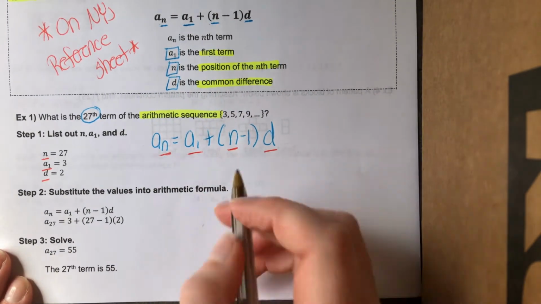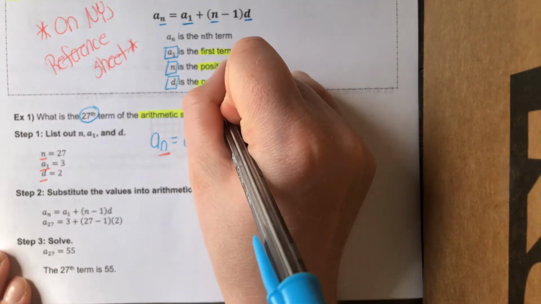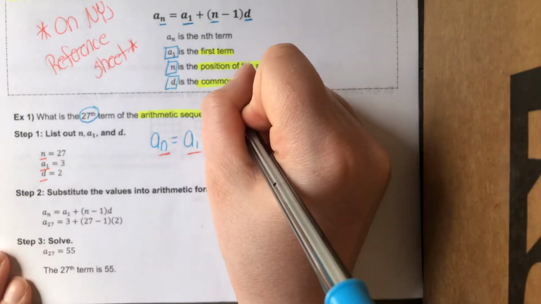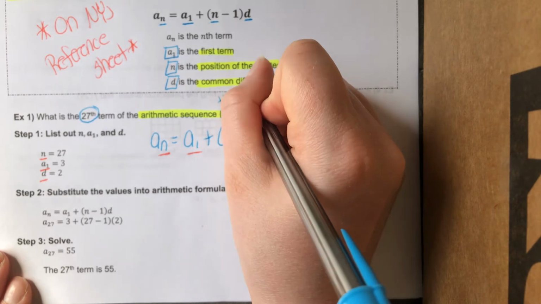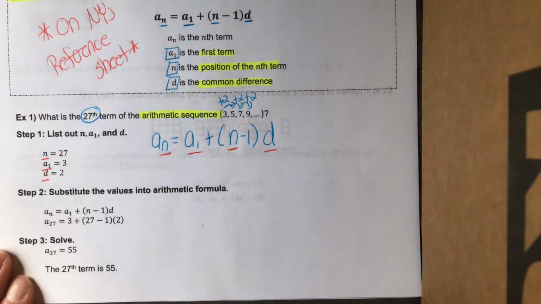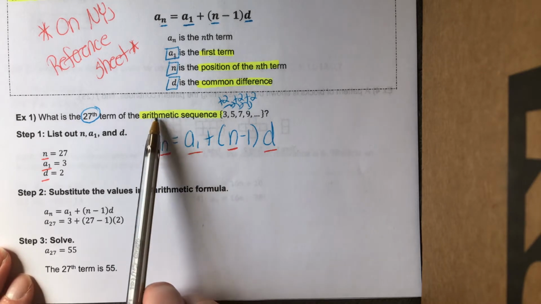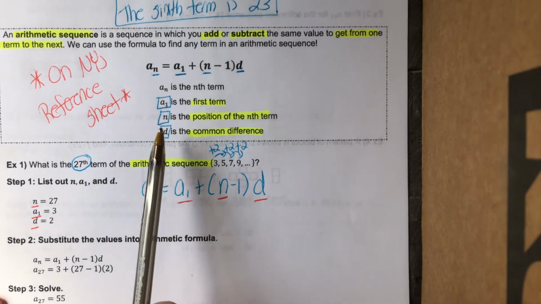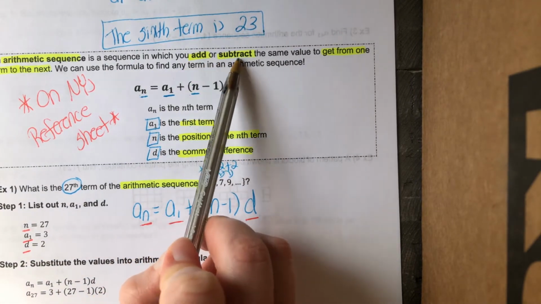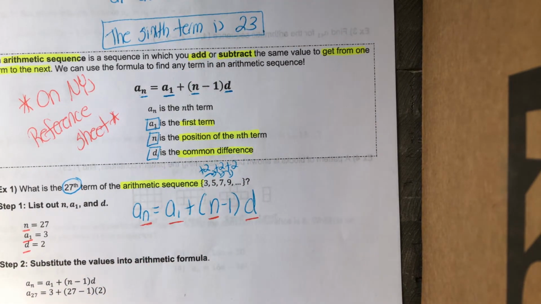d is the common difference. How do I get from 3 to 5? I would have to add 2. How do I get from 5 to 7? Add 2. Do it again, right? 7 plus 2 is 9. So I know that the difference is 2, and I know it's an arithmetic sequence, so I have to use addition or subtraction to get from one number to the next.